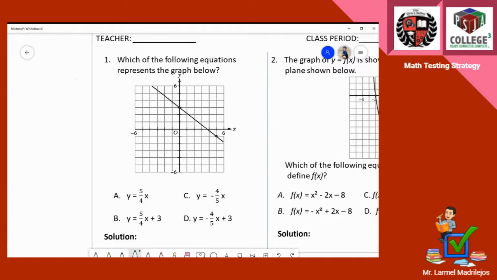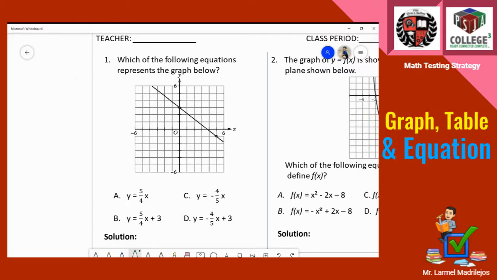Topic is multiple representation. It includes graphs, tables, and equations. Okay, let's start with question number 1. Which of the following equations represents the graph below? Okay, the first thing we're going to consider is the equation of a line.